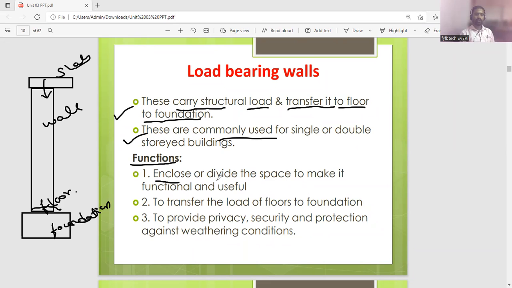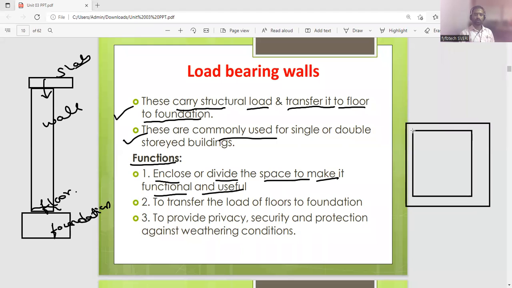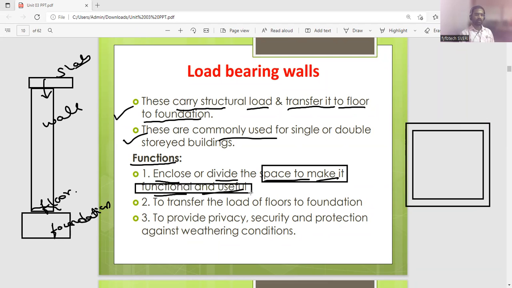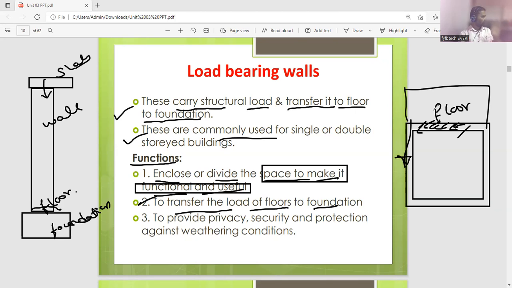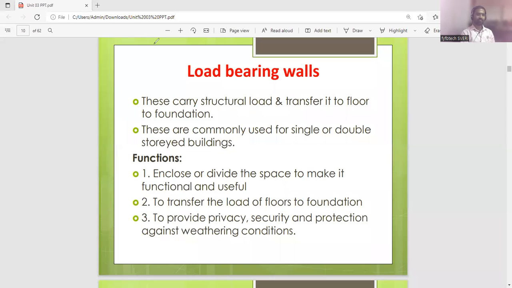Then what is the function of load bearing walls? It encloses or divides the space to make it functional and useful. If you consider this is your wall, this load bearing wall will divide the inside space to make it functional and useful. Second, to transfer the load of the floor to the foundation. All this wall will transfer the floor load. Now see, if there is a second floor, this slab will act as a floor to the next roof or next floor. Are you not seeing it? Okay, fine. See, I will draw once again.